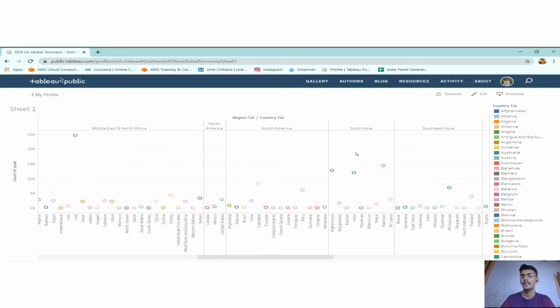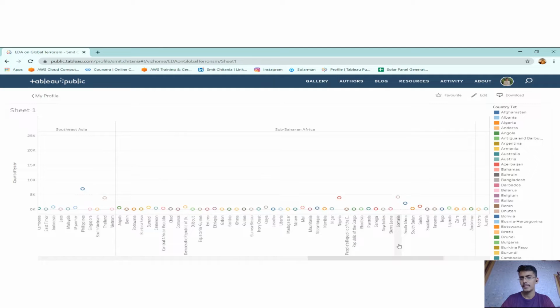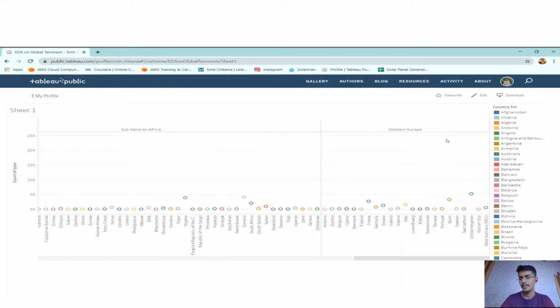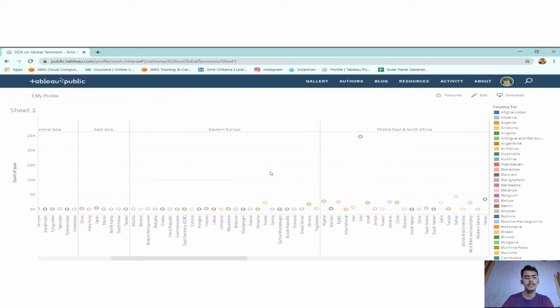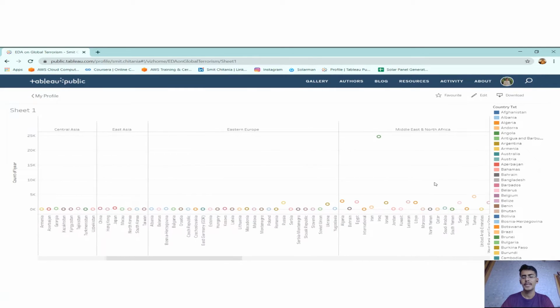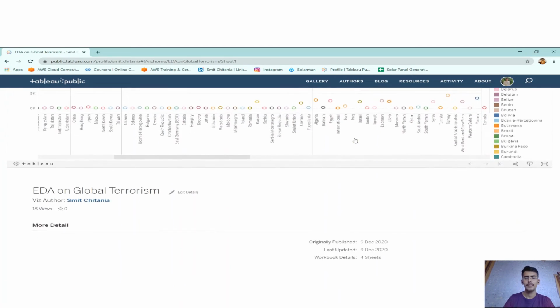In the Middle East and South Asia, we can see attacks are done multiple times. In Western Europe also, in the United Kingdom, there are around 5,000. So the first visualization explains that these are the hotspots where terrorists usually carry out terror attacks. Now let's jump to the second sheet.